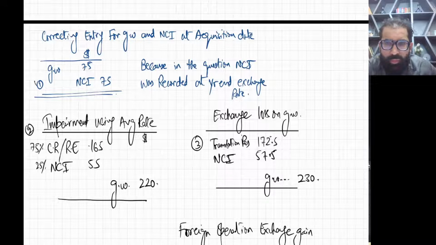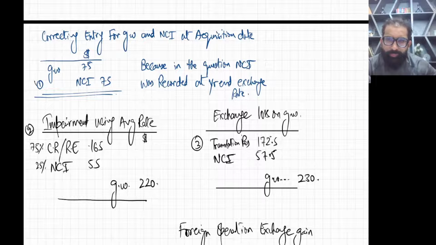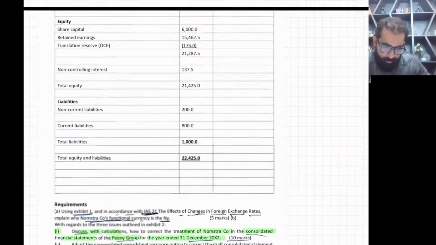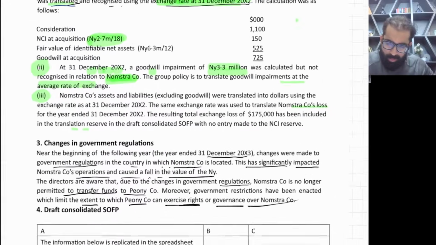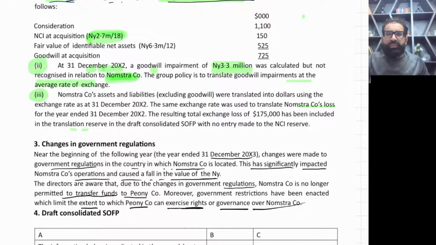Okay, so now we are moving towards that last paragraph which I skipped. And this is the little hard work needed now. Nomstra assets and liabilities excluding goodwill. So now they are not talking about goodwill at all. Goodwill chapter is closed. We have done it. Don't take tension now. Were translated into dollars using exchange rate at 31st December X2.